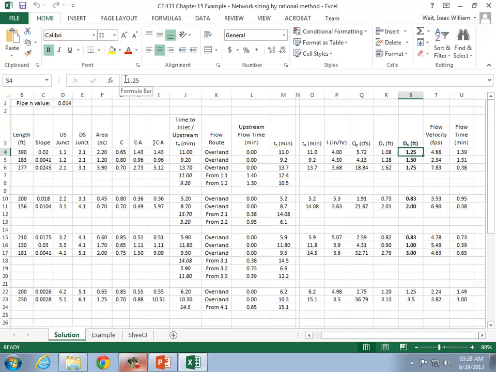But what you need to do at this point, once you know the peak flow rate, to calculate d sub r, is use the equation that's provided here. This is basically Manning's equation, just rearranged to solve for diameter, the required diameter of the pipe.